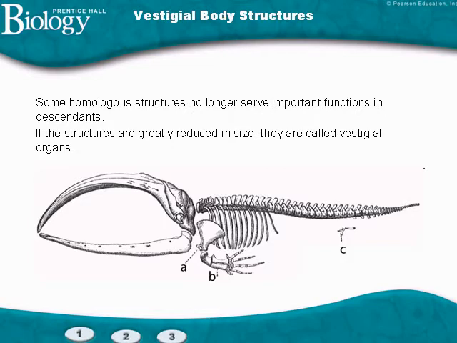Here you can see, boy, that looks like five fingers: 1, 2, 3, 4, 5. There's a forearm, there's an upper arm, there's a shoulder blade right there, ribs, spine. We share a lot of the same bone structure as a baleen whale.